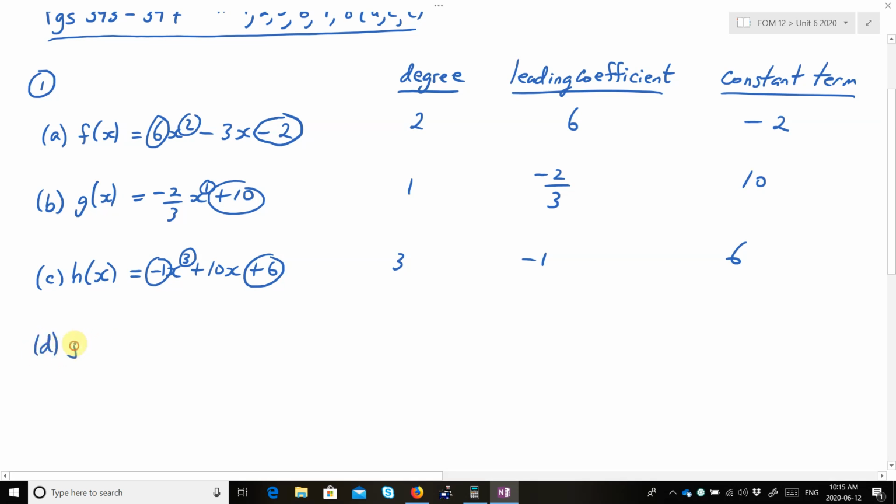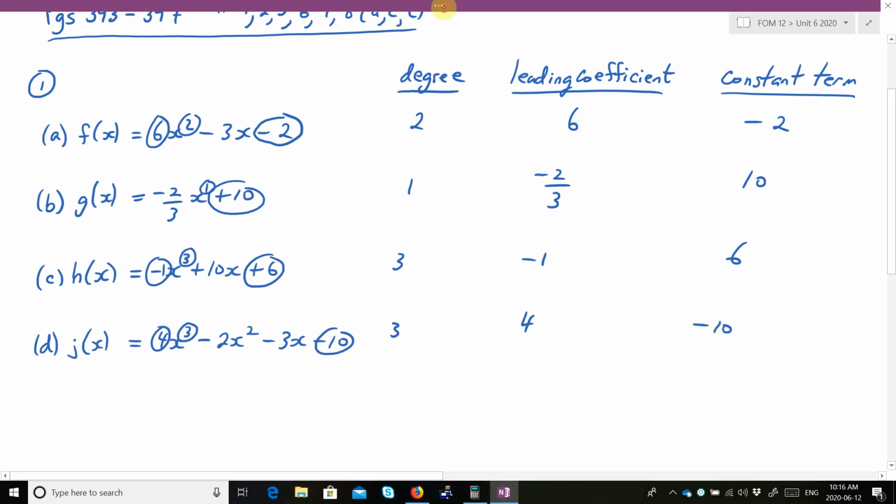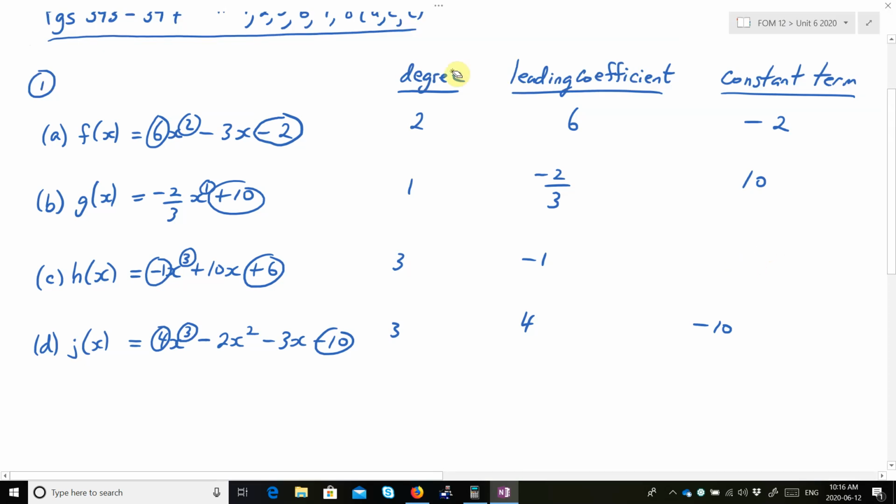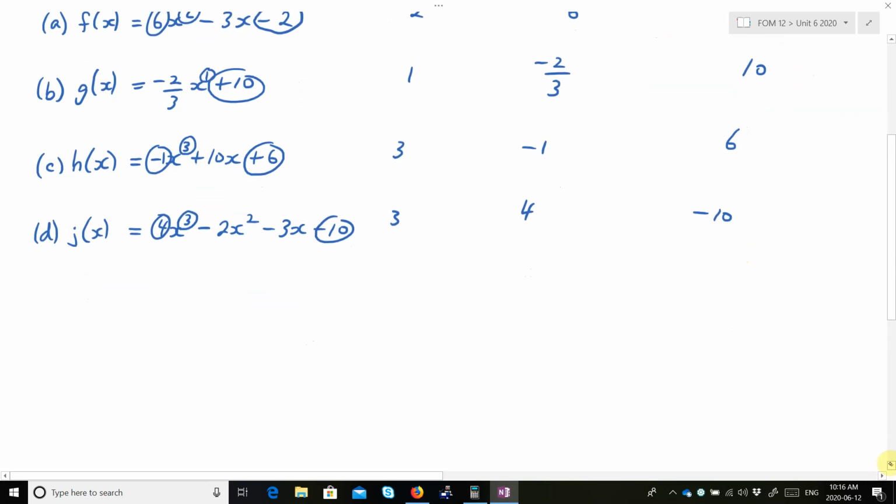And letter D, they have j of x is equal to 4x cubed minus 2x squared minus 3x minus 10. So the degree, the highest power of x, is x to the 3. The number in front of that is the leading coefficient, that's 4, and the constant term is negative 10. Excellent. Okay, we are on to number 2.